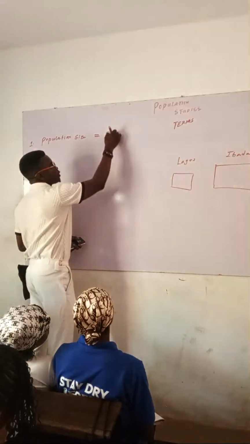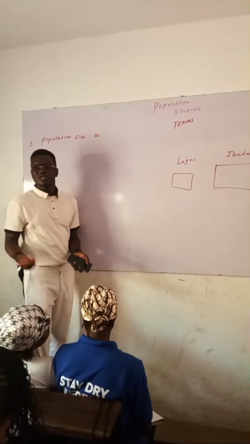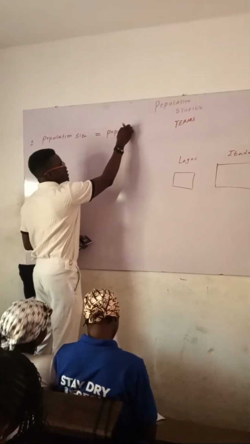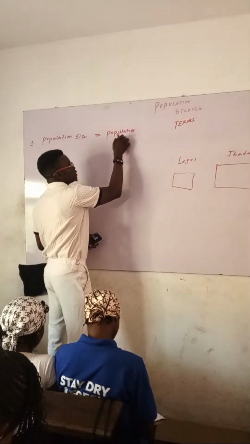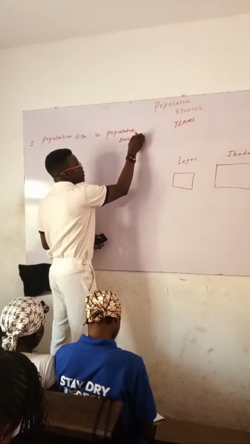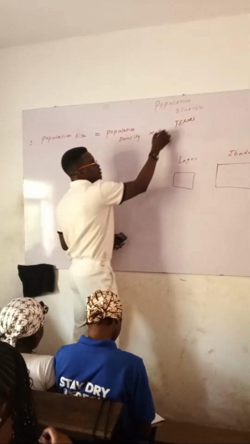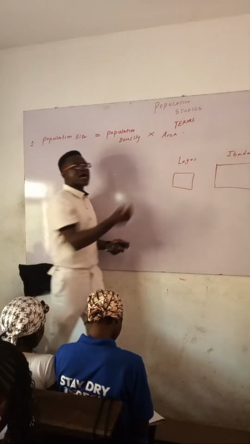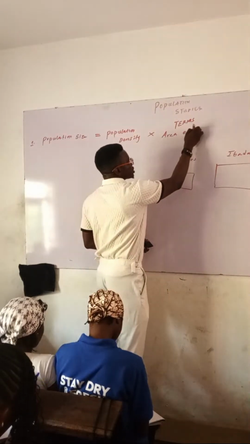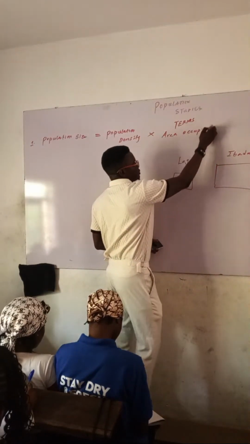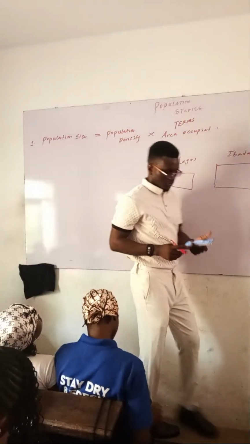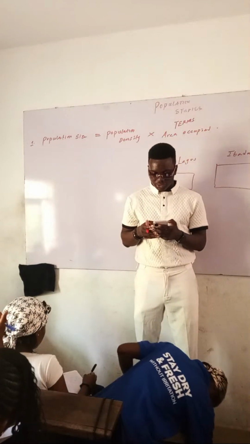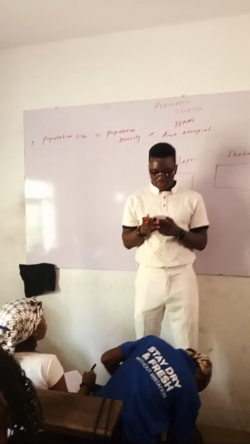Calculate population size. That is given as population density multiplied by the area, so the area occupied by that population. So we saw some questions.